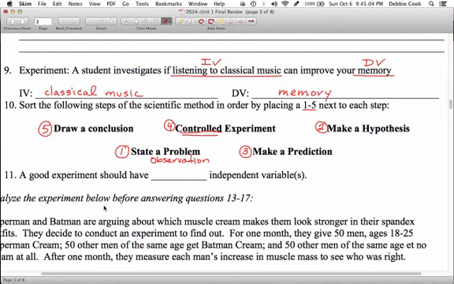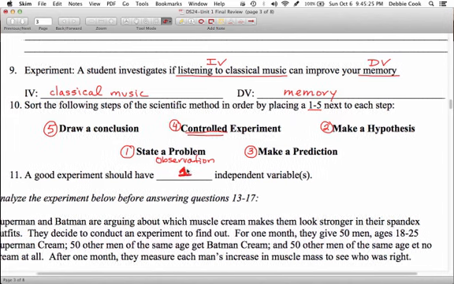For number 11, we simply have to fill in the blank. A good experiment should have blank independent variable or variables. And we've talked about this a million times. In a good experiment, we can only ever change one thing. That's very important. If we change more than one thing, we can't attribute the change to any one specific thing. So we don't know what actually caused the change in the end.